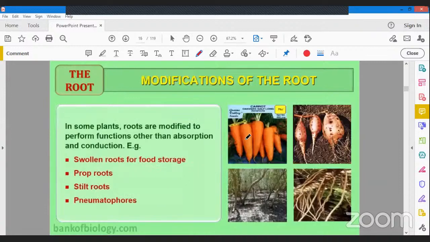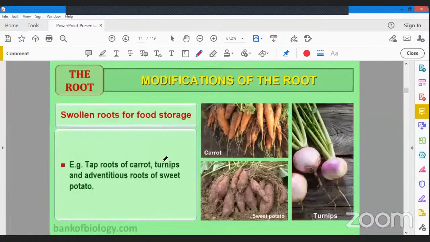Then we'll go to the next part, modification. So far we have seen the parts of the root, but there are modifications. Some roots have been modified to perform specific functions other than absorption and conduction. The basic primary function of the root is absorption and conduction. Besides that, see what else the root helps with: swollen roots for food storage, prop roots, stilt roots, and pneumatophores. We'll go one by one.